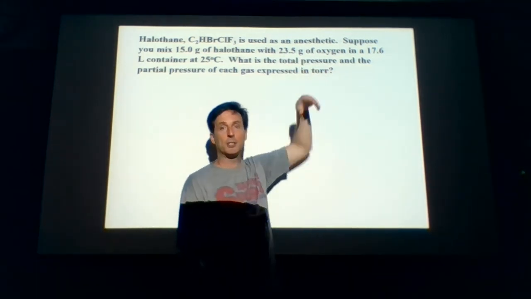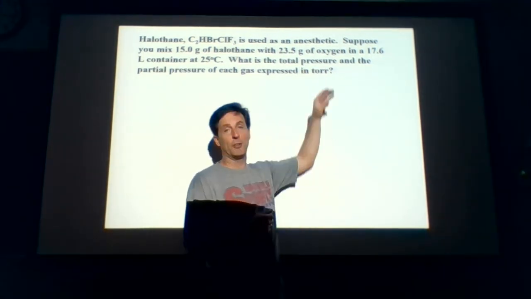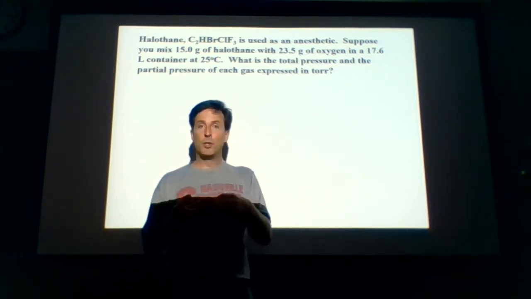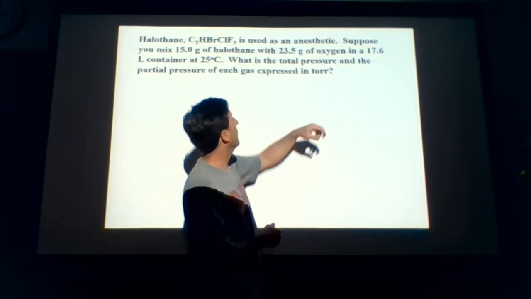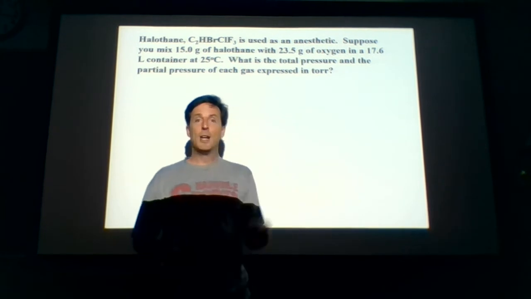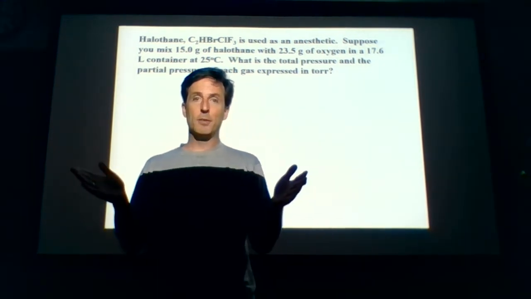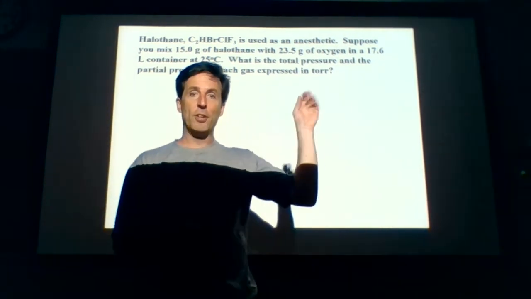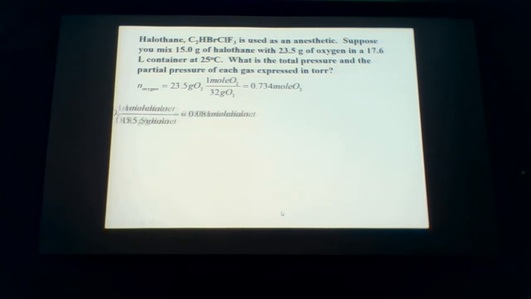Now specifically, oxygen is a diatomic gas. So if I'm talking about the oxygen gas, that's O2. So the molecular weight of that will be 32. So I would do 23.5 divided by 32. I would get the moles of all the components. The moles of the halothane, the moles of the oxygen. Once I have that, so there are my moles of my 2 compounds.